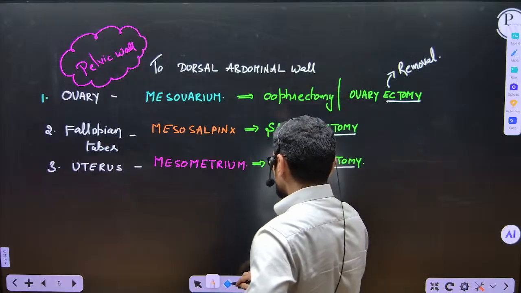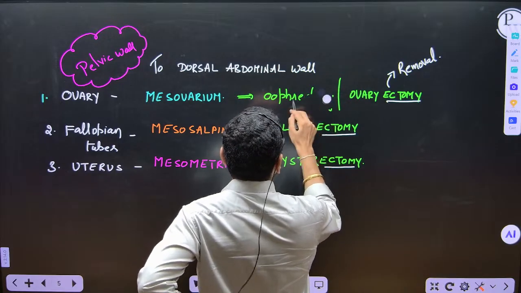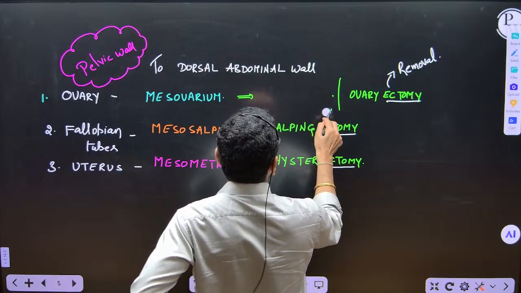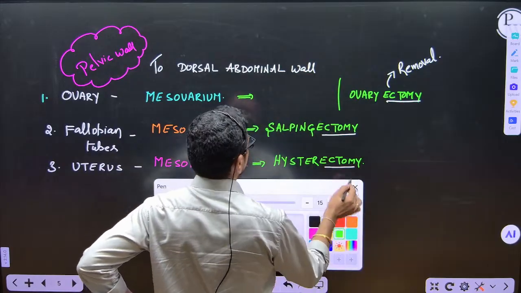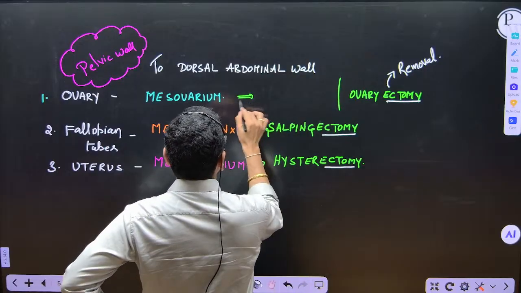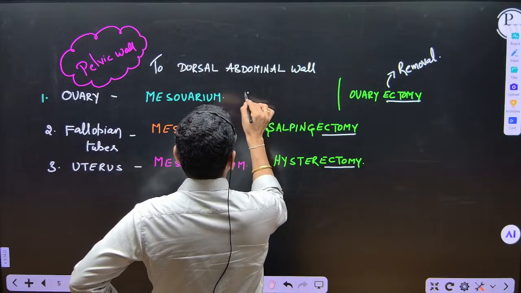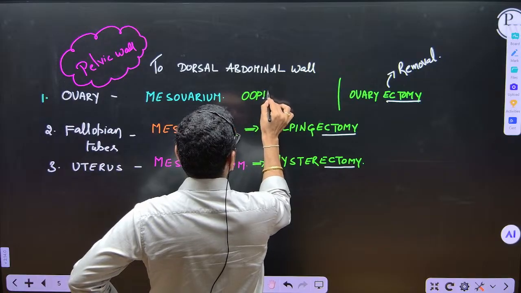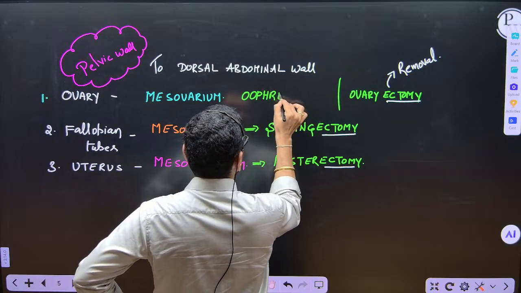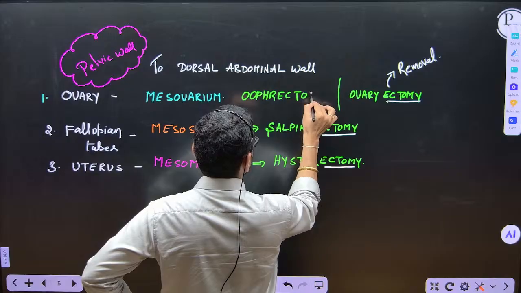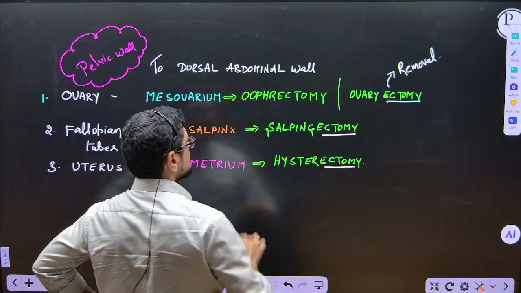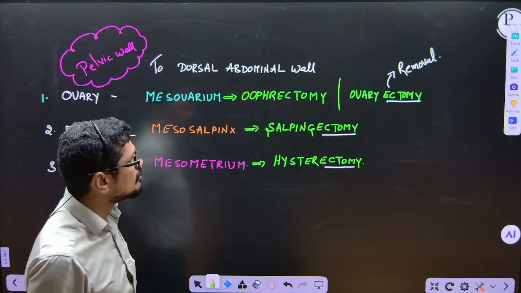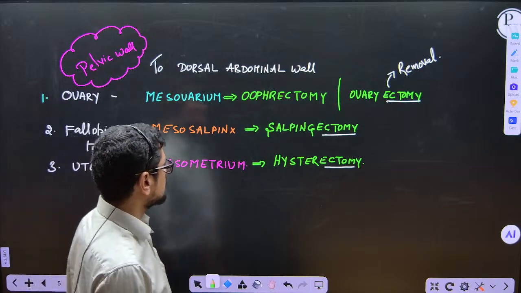Oophorectomy. Let me magnify it for you. There is no mistake here, including spelling, everything is correct. I am just increasing the size for you. Oophorectomy is nothing but ovariectomy. Removal of ovaries is oophorectomy.